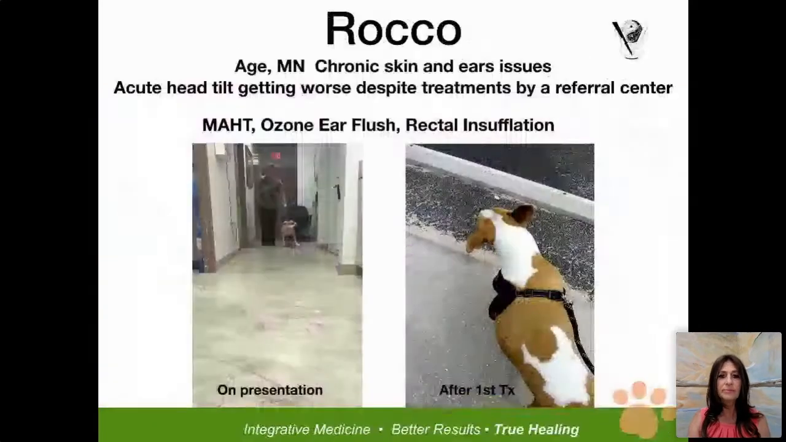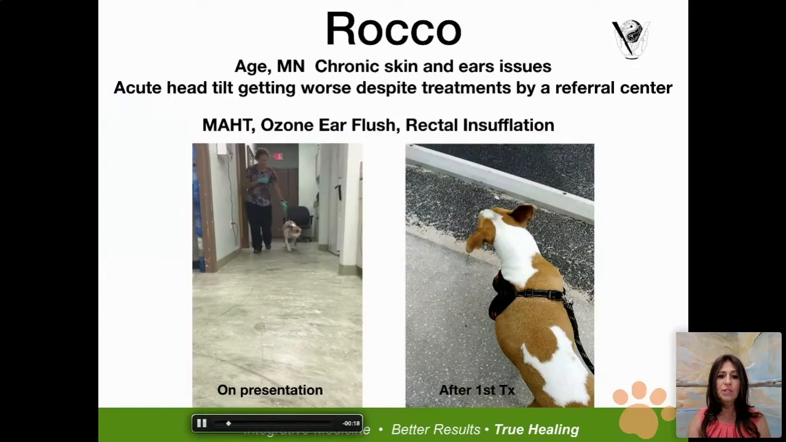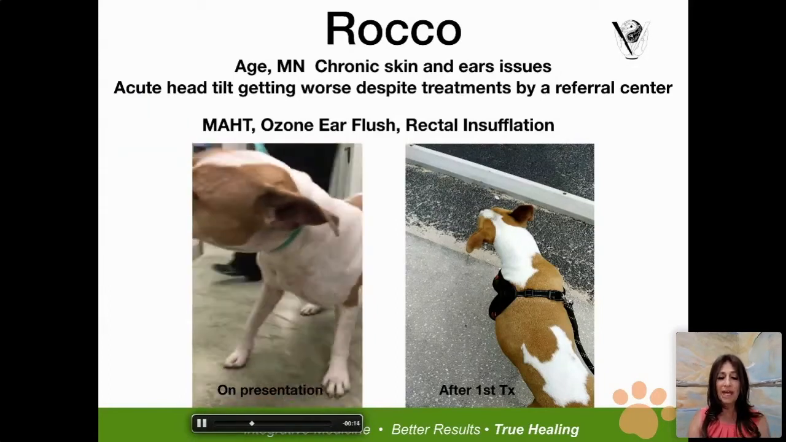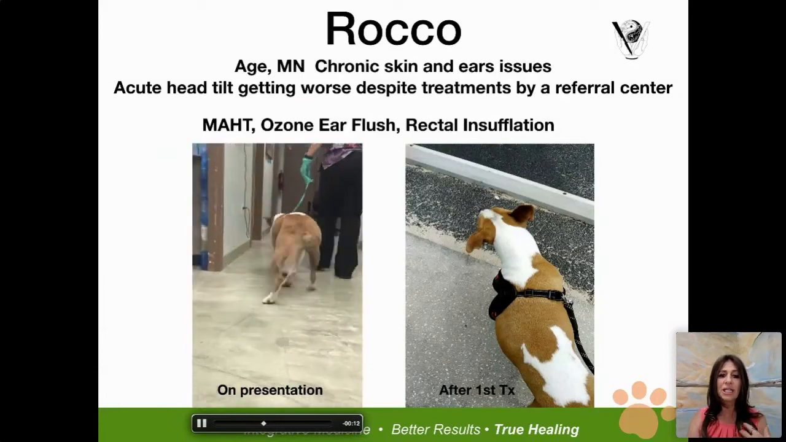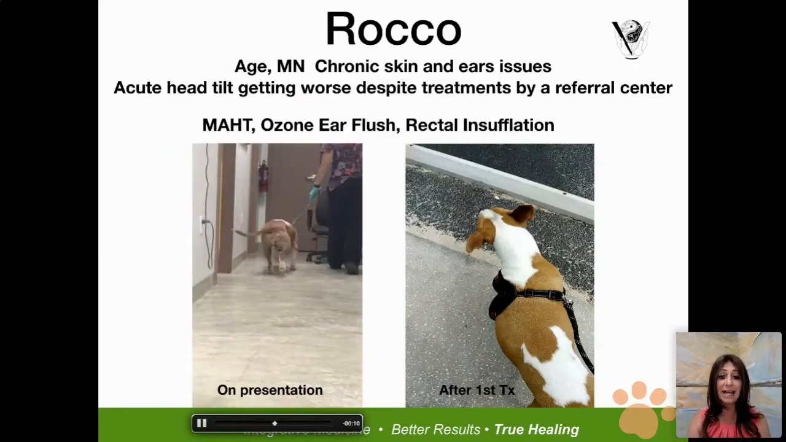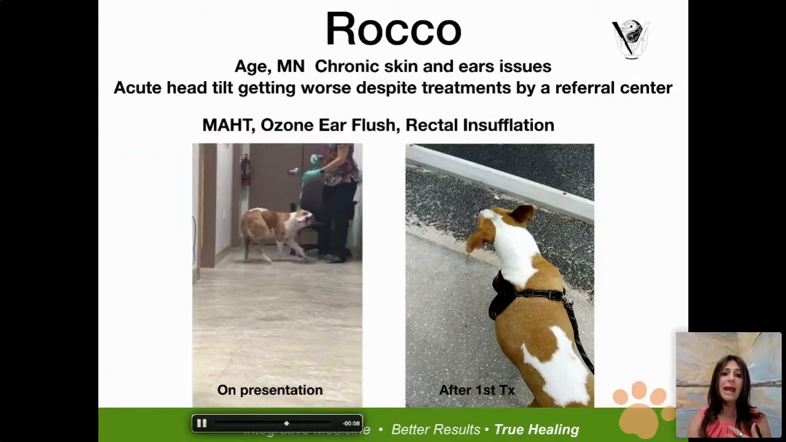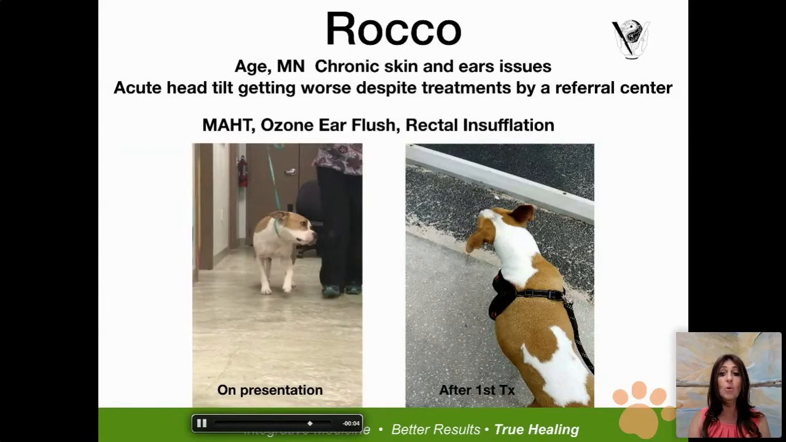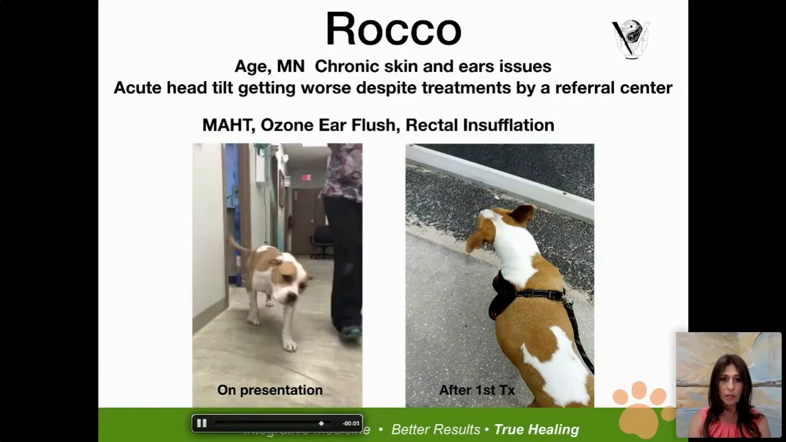This is Rocco. He came to us having been to his regular veterinarian for this head tilt that was a progressive head tilt. It started out with an ear infection, and he had chronic skin disease his entire life. He was a rescue dog, and they had gone to a referral center, and his head tilt was getting worse as more drugs were added on.